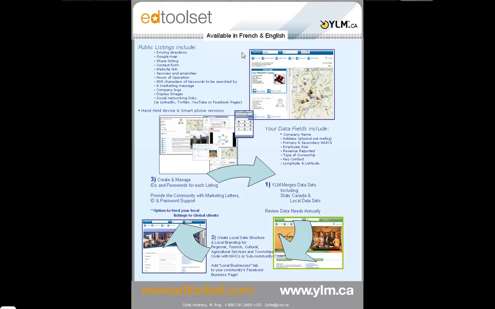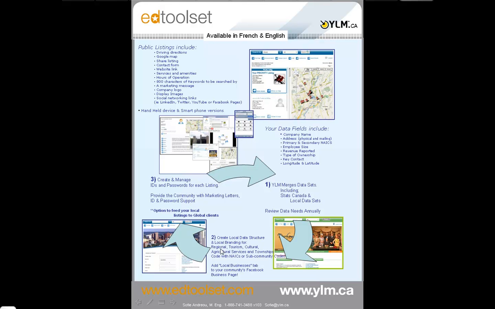Our process is where we start off by looking at all the different business data sets available in your local area, and then we merge them together. Our patent is merging the different data sets together, and we create your local data structure based on your needs, and then we brand it according to your current website.